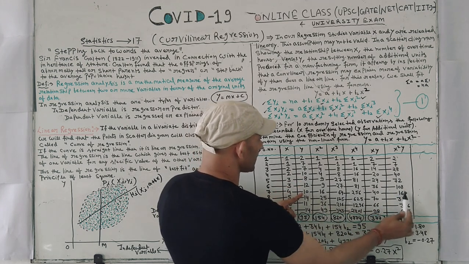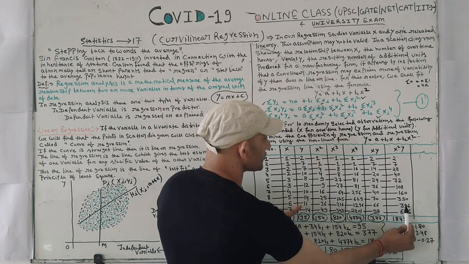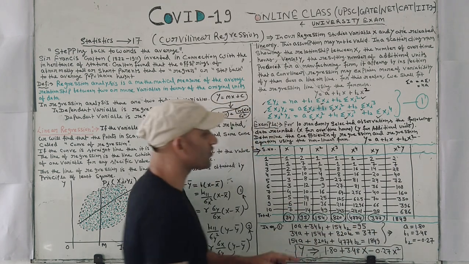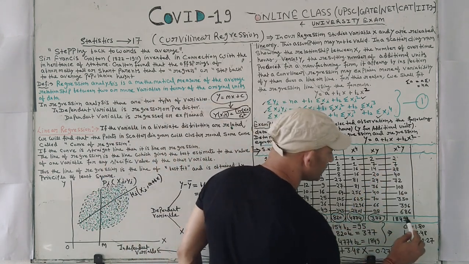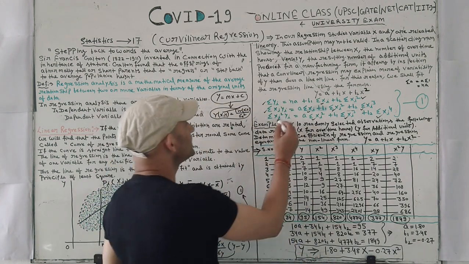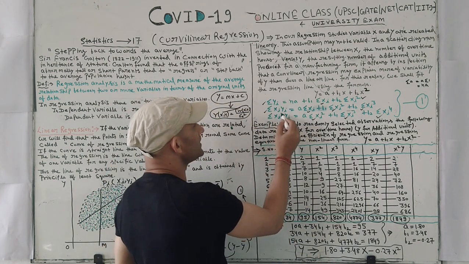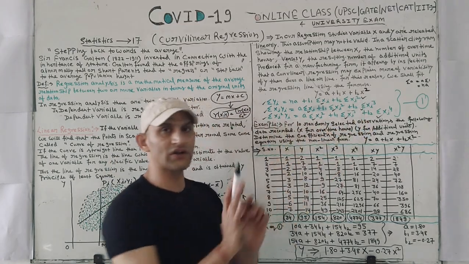10 into 16 is equal to 160. 14 into 25 is equal to 350. 11 into 36 is equal to 396. And 14 into 49 is equal to 686. If you add all the values, then you will get 1849. That is the sigma xi square yi. So this task we have completed. So we have completed all the tasks.